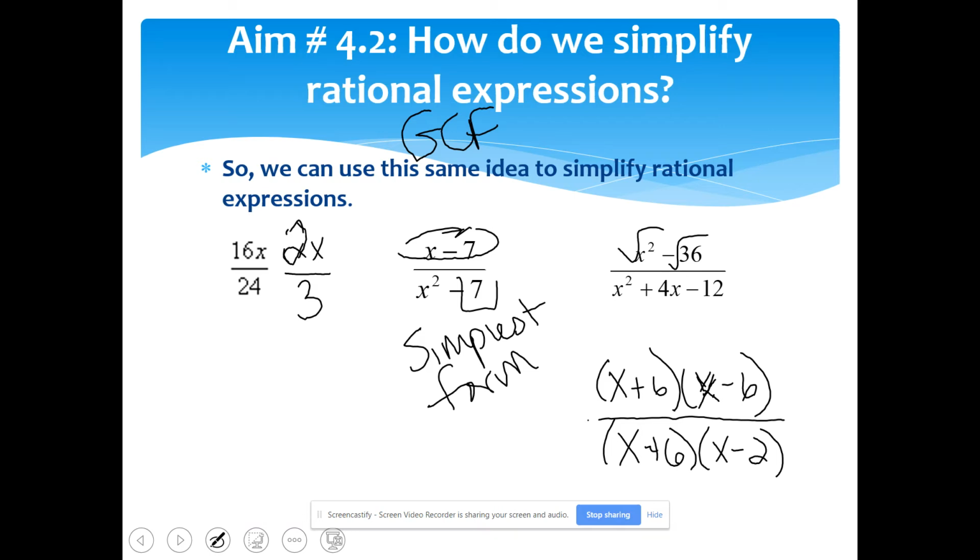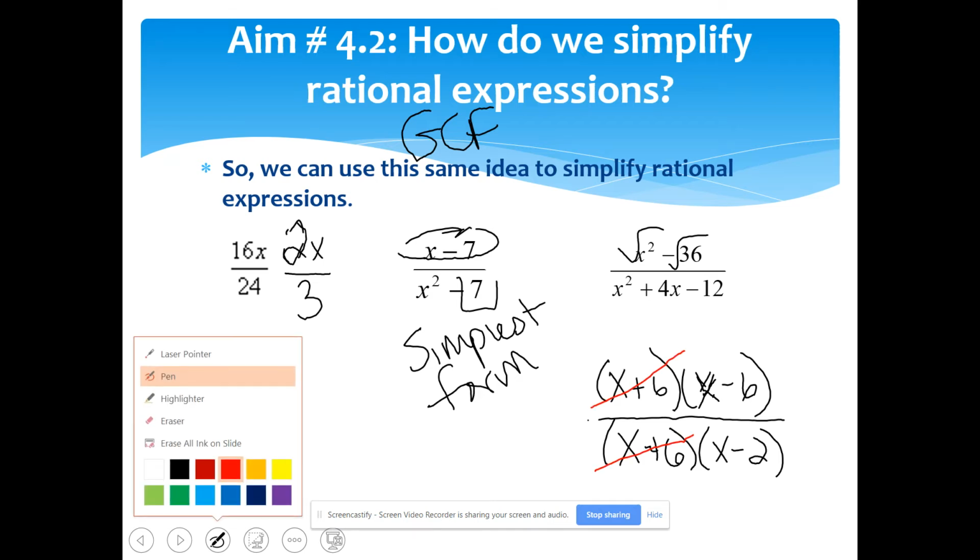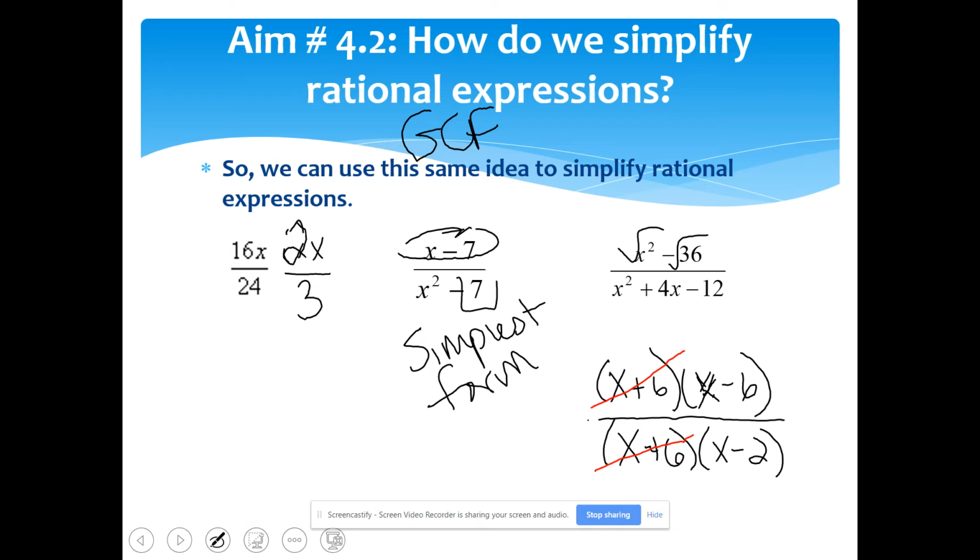Now that I've factored, remember, as long as whatever our factor is the same on the top and the bottom, the numerator and the denominator, then we can reduce it out. And these both have a factor of x plus 6. So we factor out that x plus 6, and that would make our simplest form x minus 6 over x minus 2. Remember, we can't reduce the 6 and the 2 or the x's because they're grouped together with the subtraction signs.